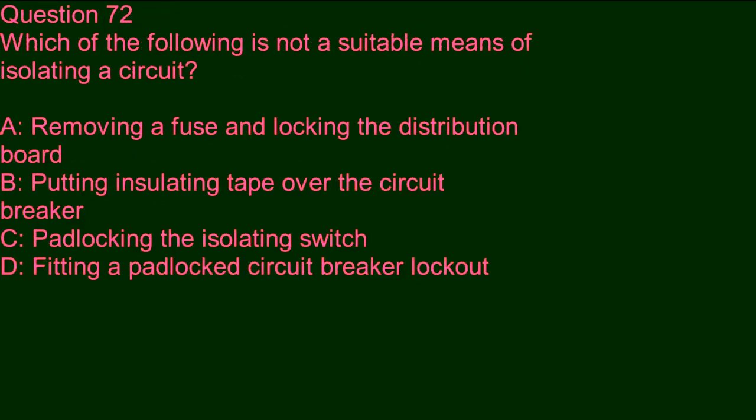Question 72. Which of the following is not a suitable means of isolating a circuit? A. Removing a fuse and locking the distribution board. B. Putting insulating tape over the circuit breaker. C. Padlocking the isolating switch. D. Fitting a padlocked circuit breaker lockout. Right answer, B. Putting insulating tape over the circuit breaker.